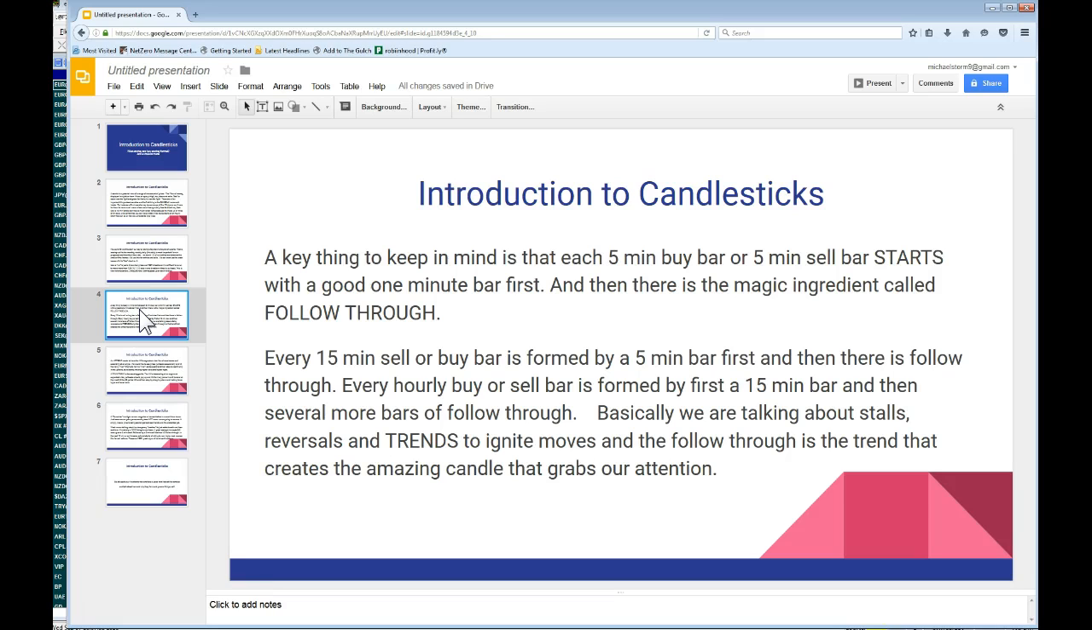Okay, so every 15-minute sell bar or every 15-minute buy bar is formed by a 5-minute bar first. And then, again, there's that super-duper magic high-powered ingredient called follow-through. Now, every hourly buy or sell bar, just think about this with me, is formed by first getting a 15-minute bar and then several more bars of follow-through. So basically what we're talking about is a stall, a reversal, and then a trend that is being ignited. The trend ignites the move, okay?